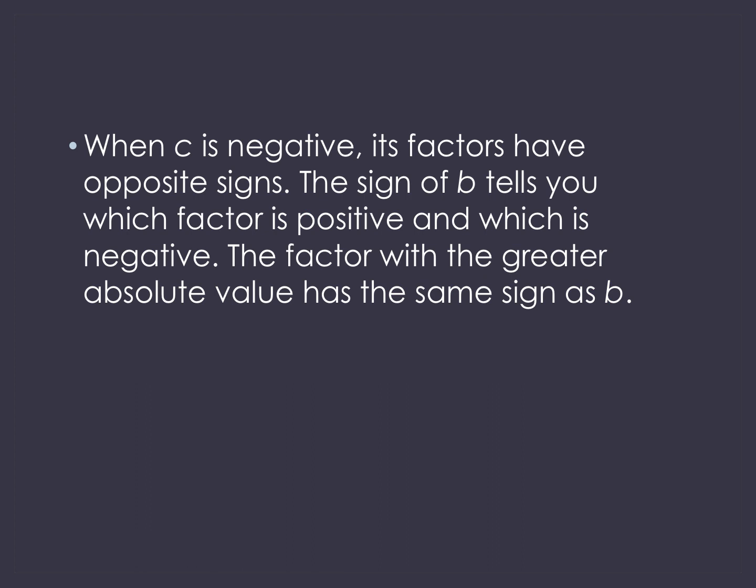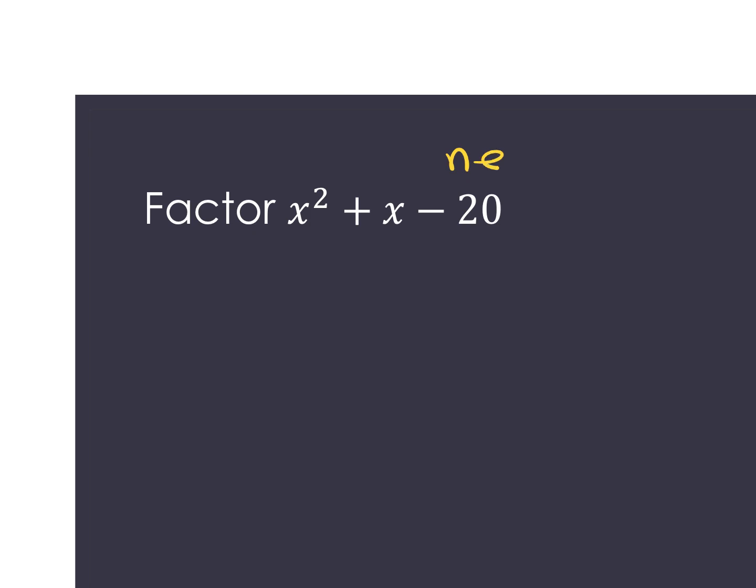All right. When C is negative, this tells me that the factors need to have opposite signs to multiply to get a negative. The sign of B will tell you which factor is positive, and it's going to be the bigger number. So the bigger number will have the sign of the middle. So let's try some examples. Notice on this problem, this is negative. My bigger factor is going to have the sign of this middle one. So my bigger factor for this problem is going to be the positive number.